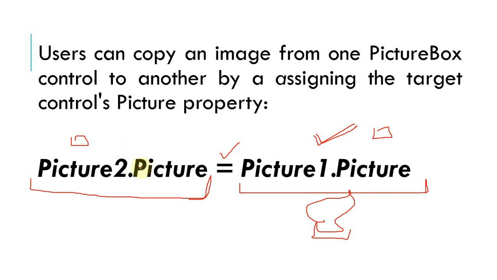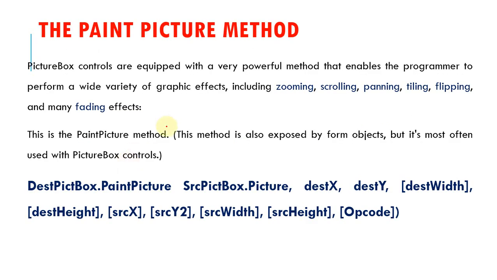So this way we can do assignment operations even for the picture. Okay, next, the paint picture methods are nothing but the functions. Okay, we'll do that one.